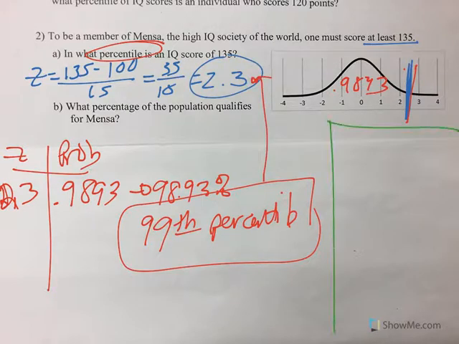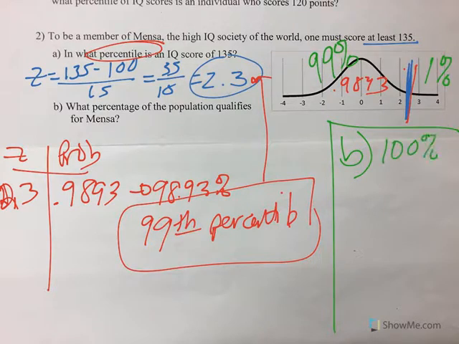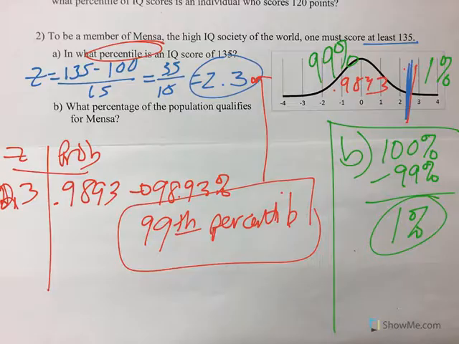Now Part B asks what percentage of the population qualifies for Mensa? Well, if 99% is on the left, then 1% is on the right, because 100% minus 99% gives me just 1%. So 1% of the population qualifies for Mensa.